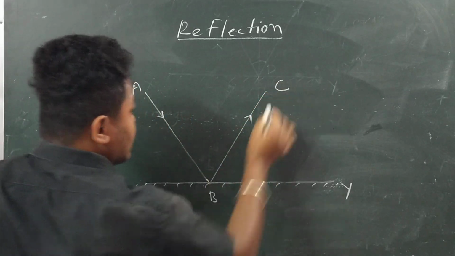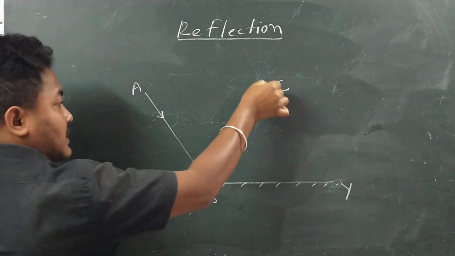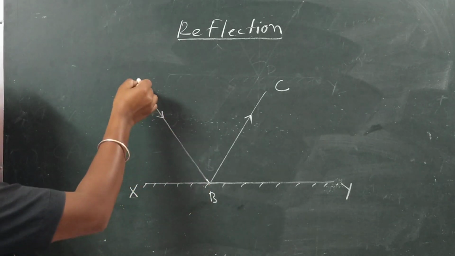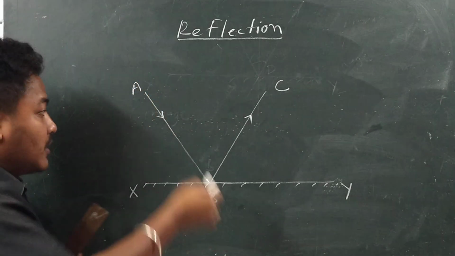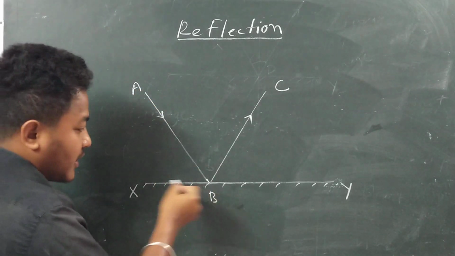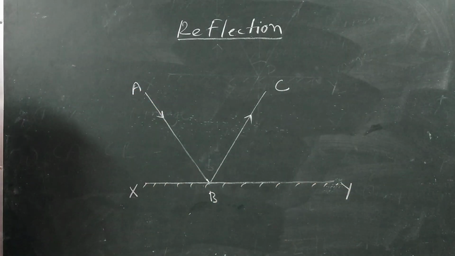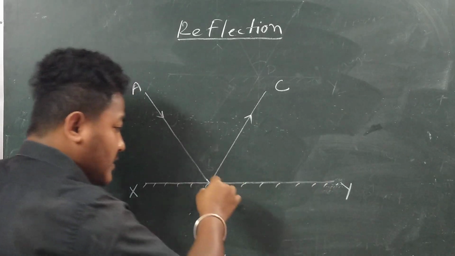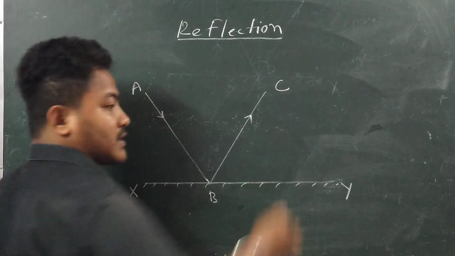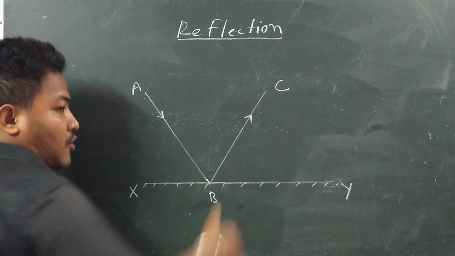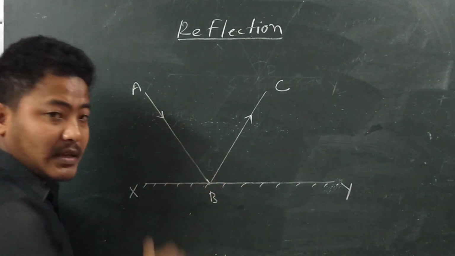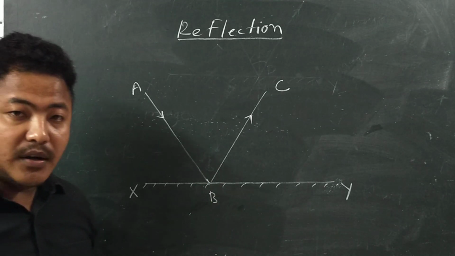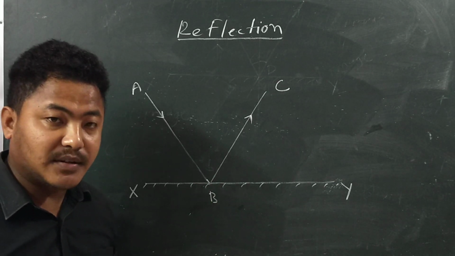Suppose this is BC, so AB, BC. This ray came from an unknown source, and it is striking this particular surface. After striking this surface, the ray is going back to the same medium. This phenomenon is called the bouncing back of a ray of light once it strikes a surface, and this is called reflection of light.